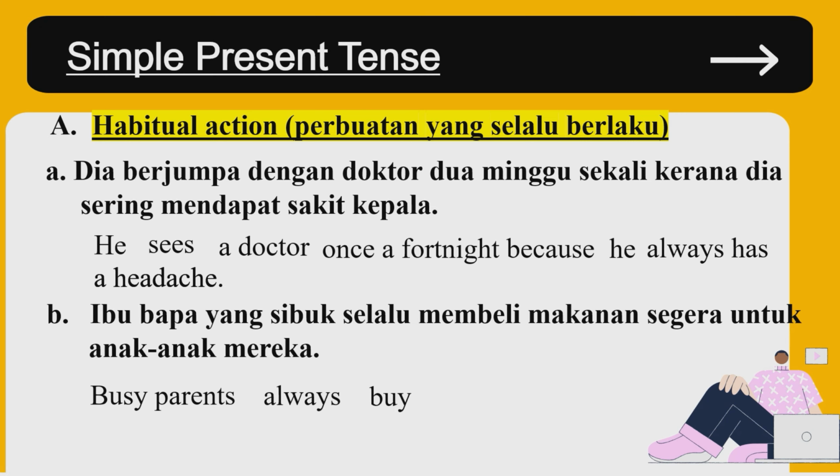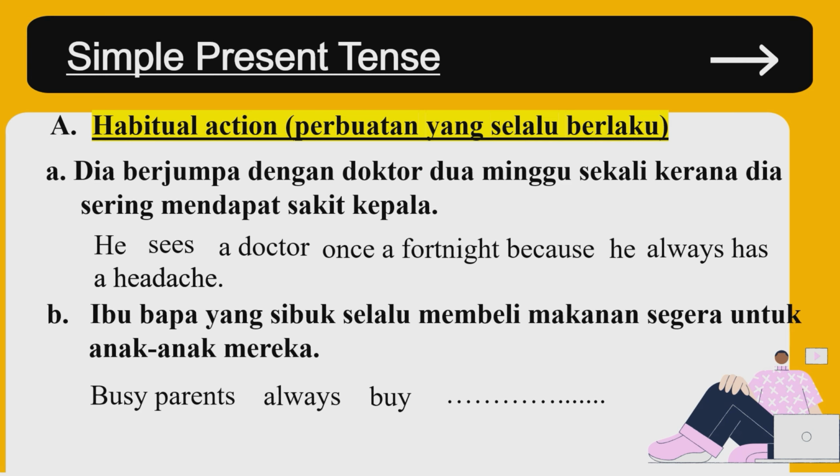Why? Plural subject, busy parents, more than one person. So there's plural, and plural subject uses the plural verb. Plural verb is without the s. So busy parents always buy. Buy what? You have to write it on your own. You continue the sentence. Buy what? Junk food. For who?